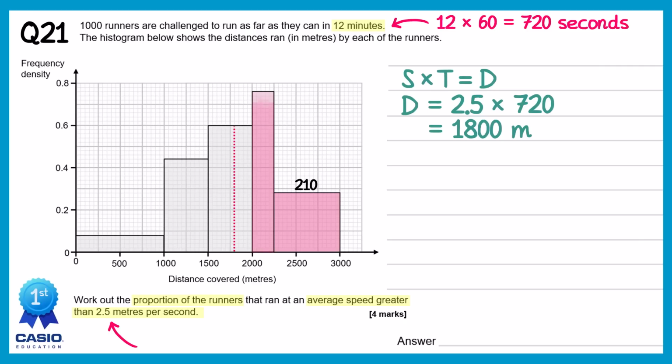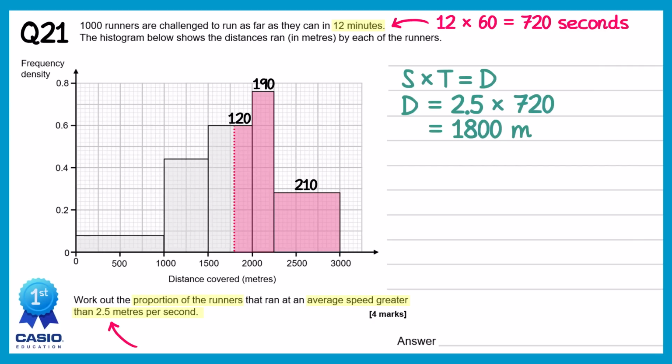If we then look at this bar here, which has a frequency density of 0.76 and a class width of 250. Multiplying those together will give you 190. And then for this part of the bar here, which is everything to the right of that dotted line, the frequency density is 0.6, and the class width goes from 1,800 to 2,000, so that's 200. If you multiply these together, you get 120.